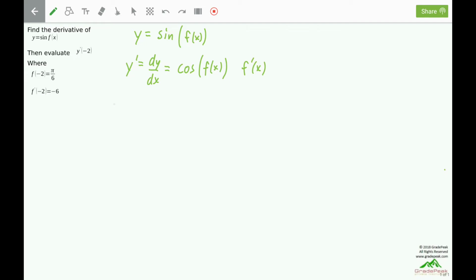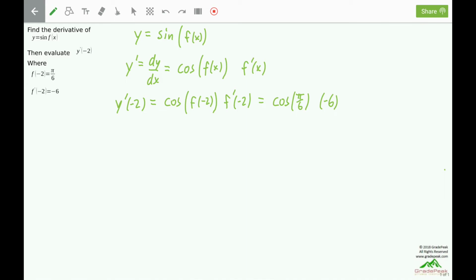The next thing to do is evaluate y prime of negative 2, and that will be plugging in a negative 2 for each of the x's. So cosine of f of negative 2, and then all of that times f prime of negative 2. f of negative 2 and f prime of negative 2, those are given right here. f of negative 2 is pi over 6, so we will have the cosine of pi over 6, and then multiply that by f prime of negative 2, which is negative 6. This negative 6 is not inside the trig function, just the pi over 6 is.